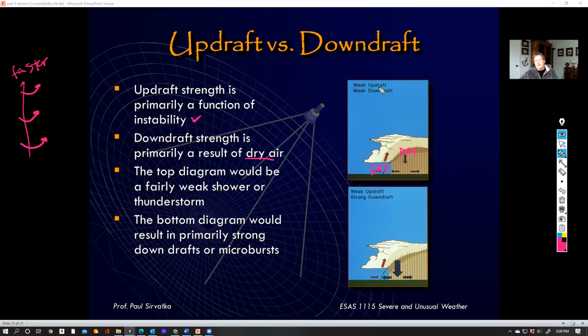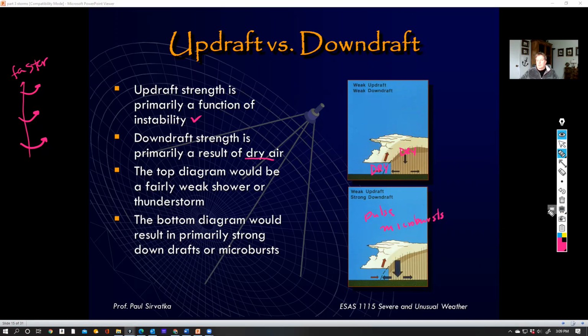So if I have a weak downdraft, weak updraft, this is kind of a lame air mass single cell thunderstorm, nothing too major. Strong downdrafts, this could be what we call a pulse severe storm. It could be just an air mass, but it does have the opportunity to produce microbursts.